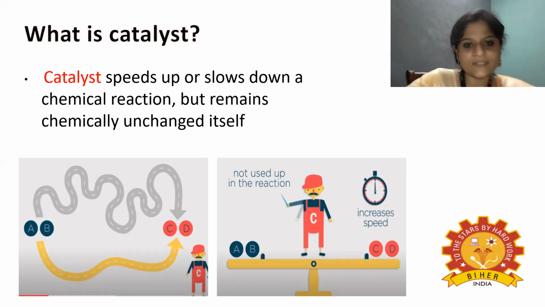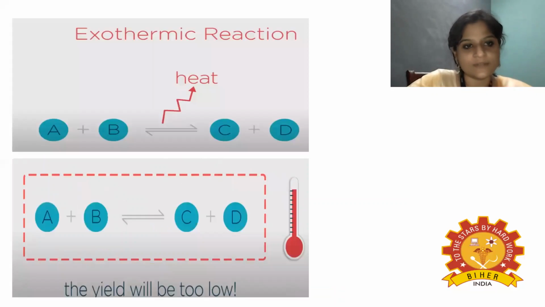We have to understand one thing here. The catalyst is not fully used up in the reaction. It only facilitates the reaction, and that is why we say it remains chemically unchanged. It is not directly taking part in the reaction. It is only creating a pathway for the reactants to form the products, and thereby increasing the speed of the reaction.